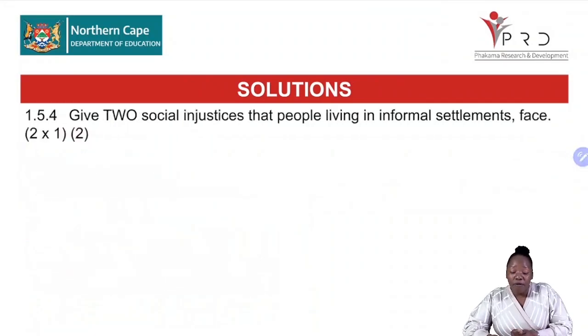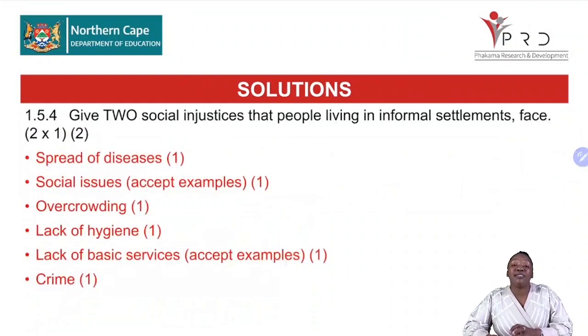Then your 1.5.4, you give two social injustices. Remember, the word injustice means a disadvantage to the people. So, social injustices that people living in informal settlements face. Each and every one of us has witnessed the conditions in these informal settlements. They are very clustered, which means even diseases spread easily. It's an injustice for them.